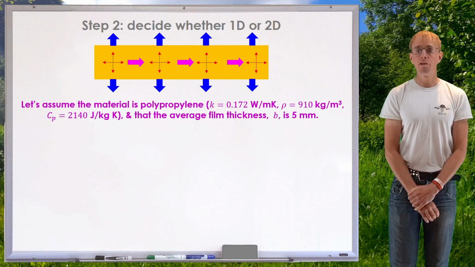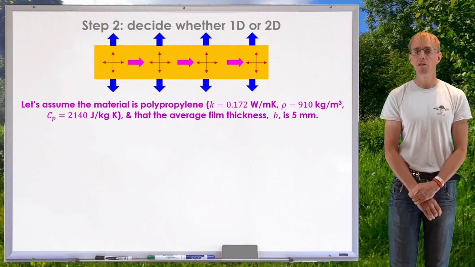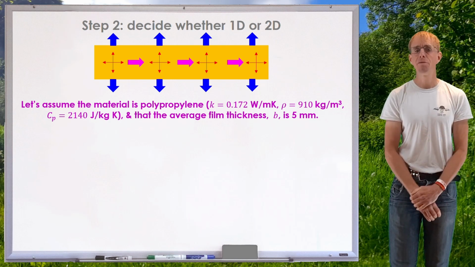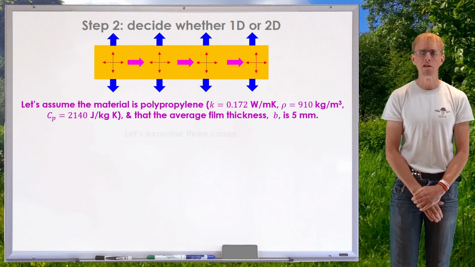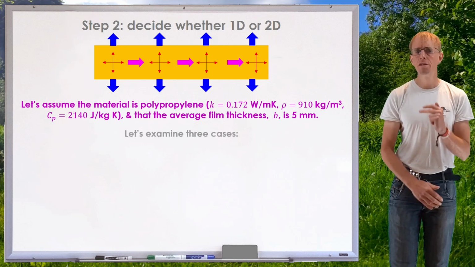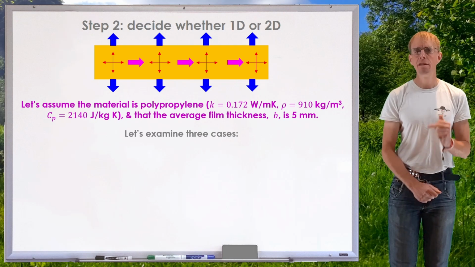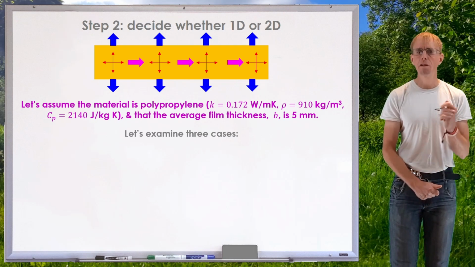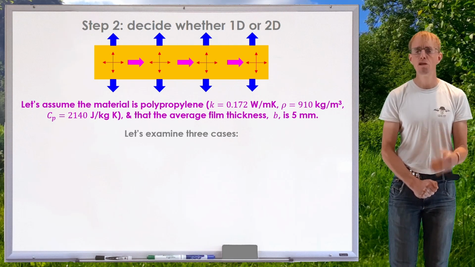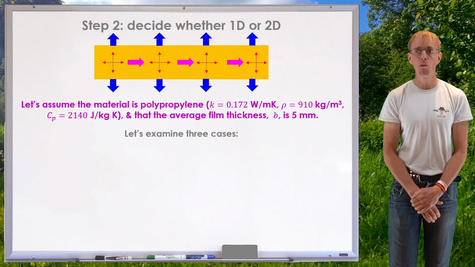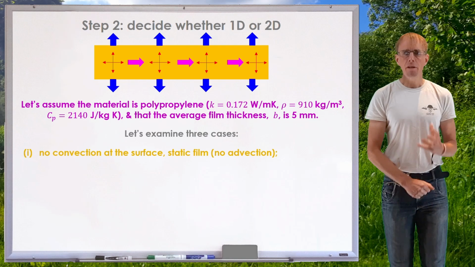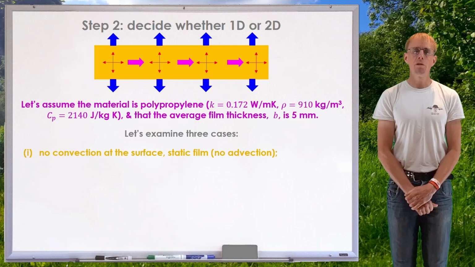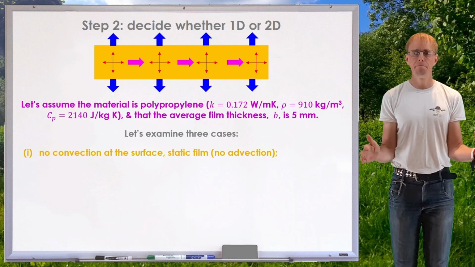Let's put some length scales on this. Let's say that my average film thickness from top to bottom is about 5 millimeters. So as I said, it's a pretty thick film. It's kind of a thin sheet. What I'd like to do is to examine three different heat transfer cases that correspond to the extrusion process operating in different ways, or not operating as the case may be. So let's look at a very facile case to start with, which is where we've got a still film.